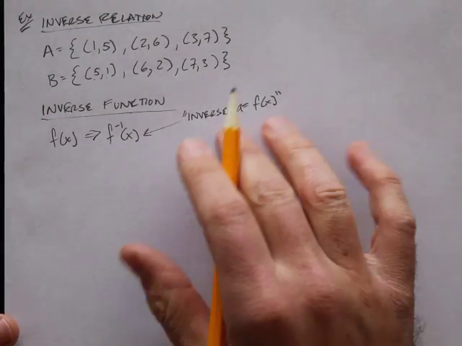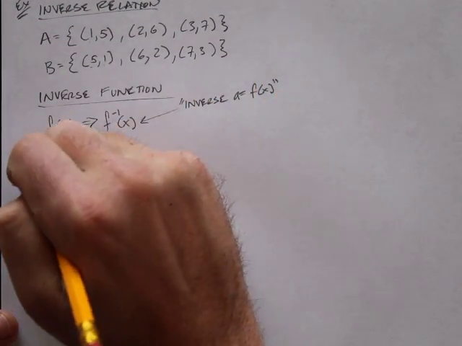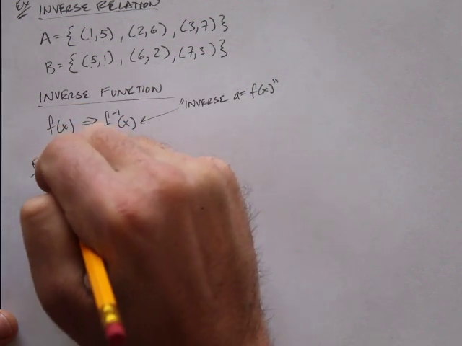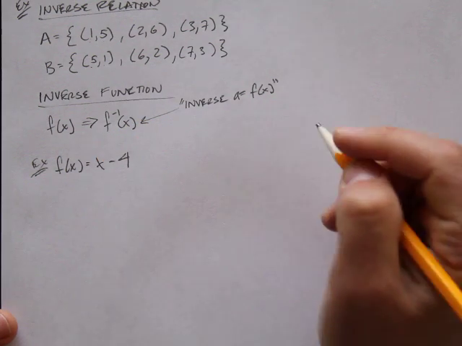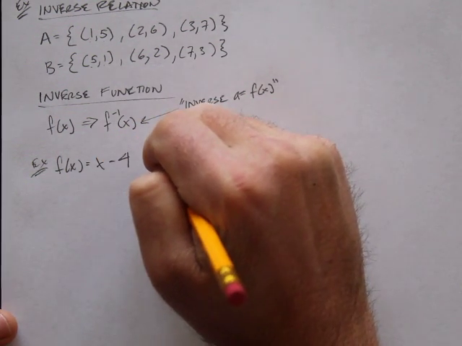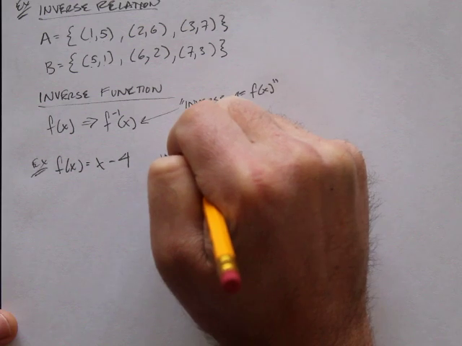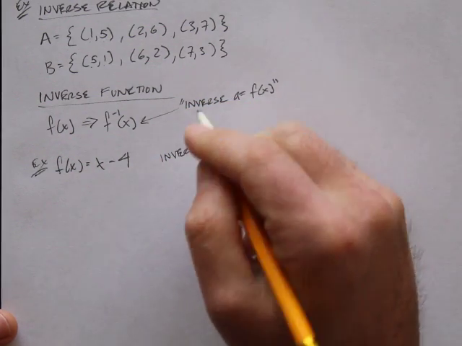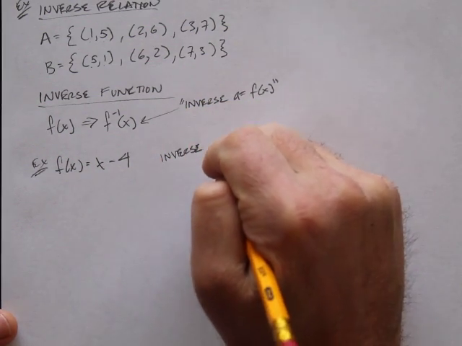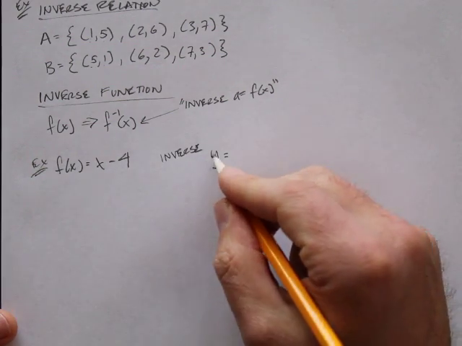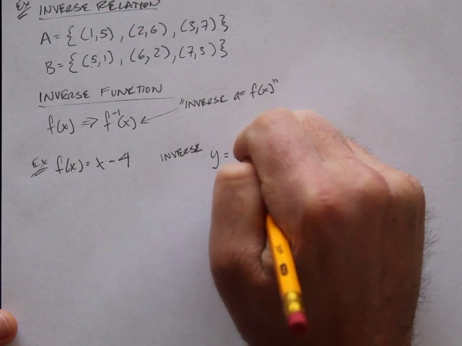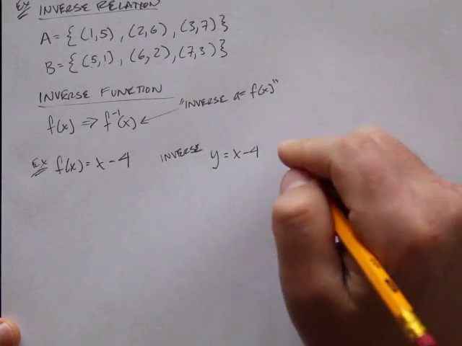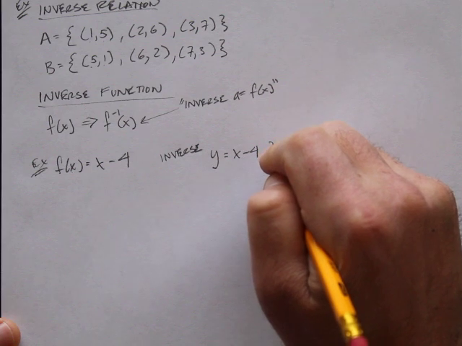Let's see what this looks like as a function. So here is an example. F of x equals x minus 4. And I want to find the inverse here. So first what we do is we take this f of x and we just put y in its place. Y equals x minus 4. So here's step 1.